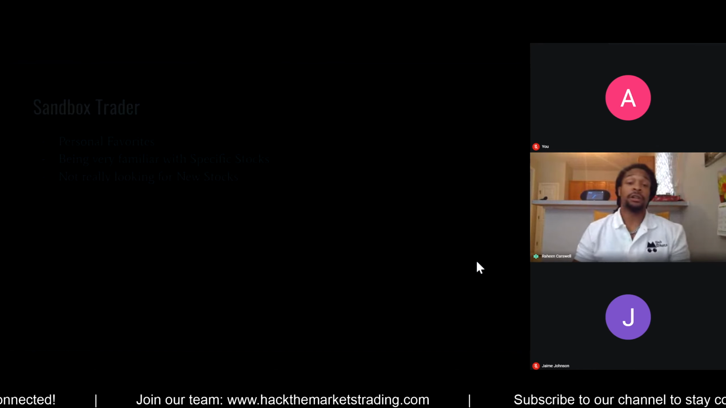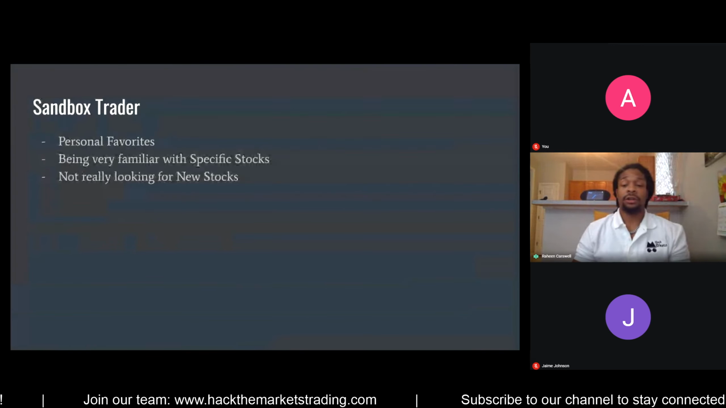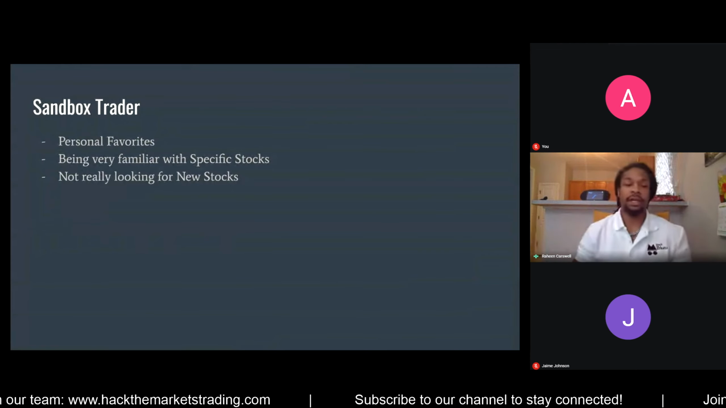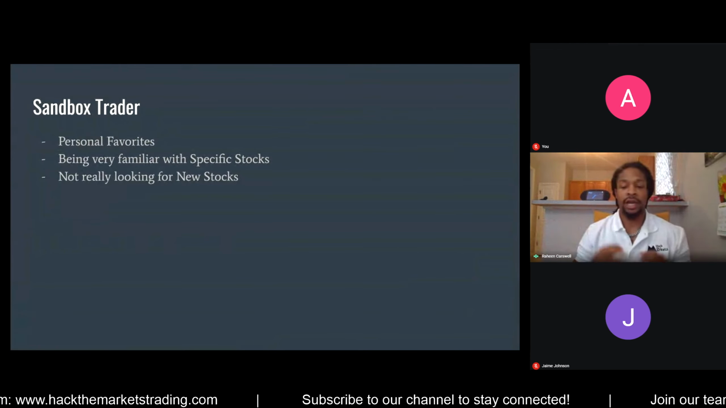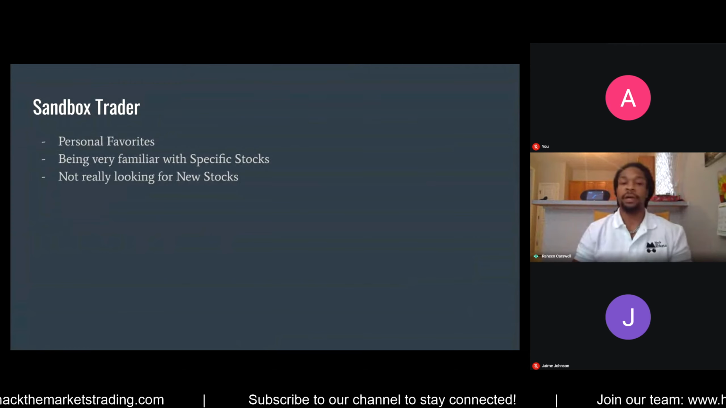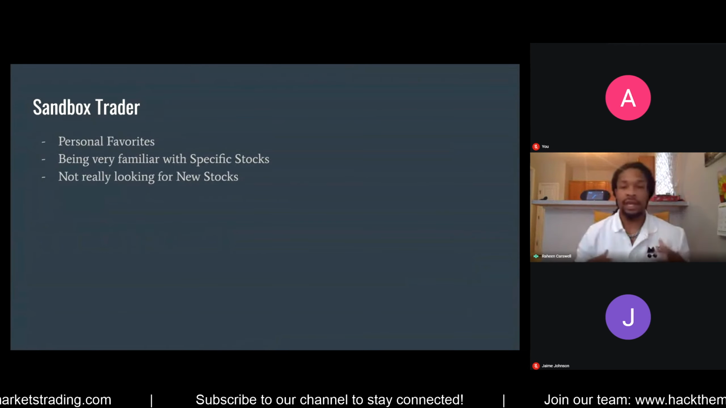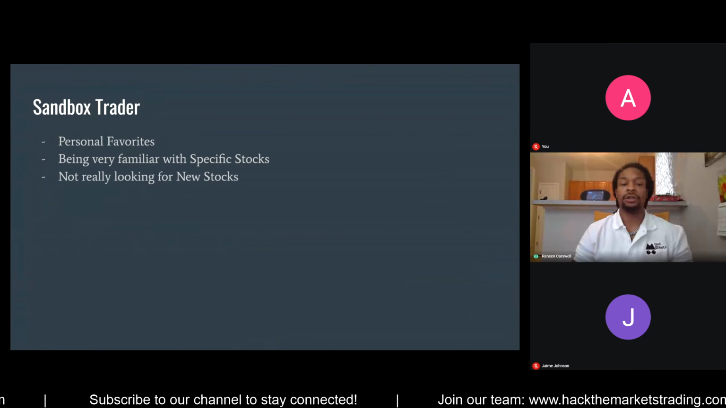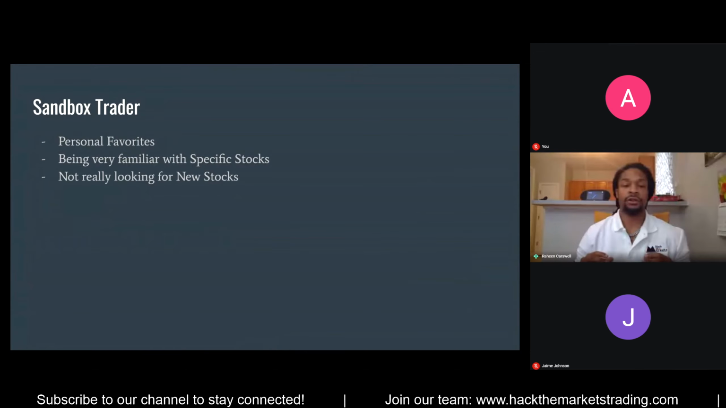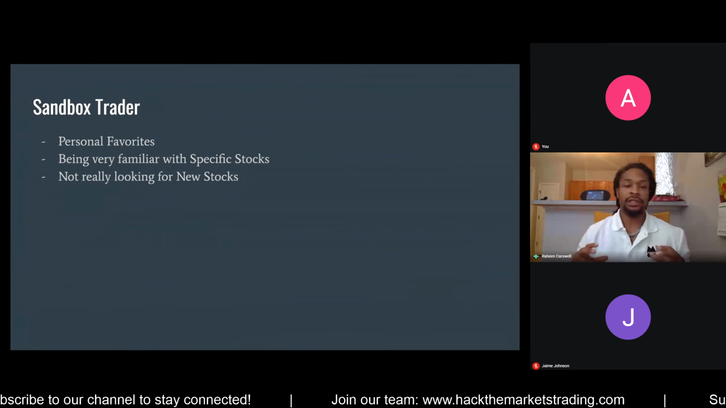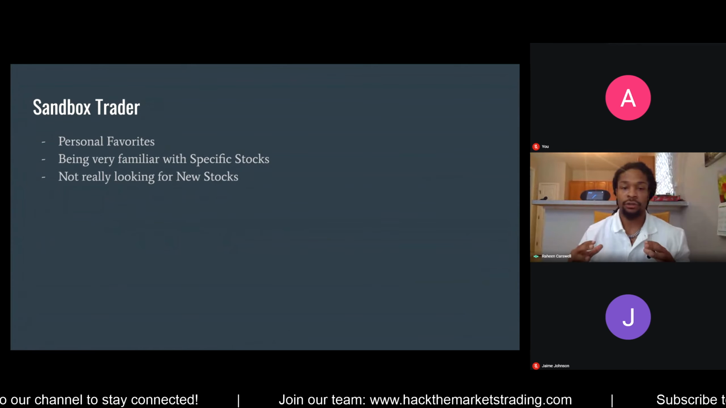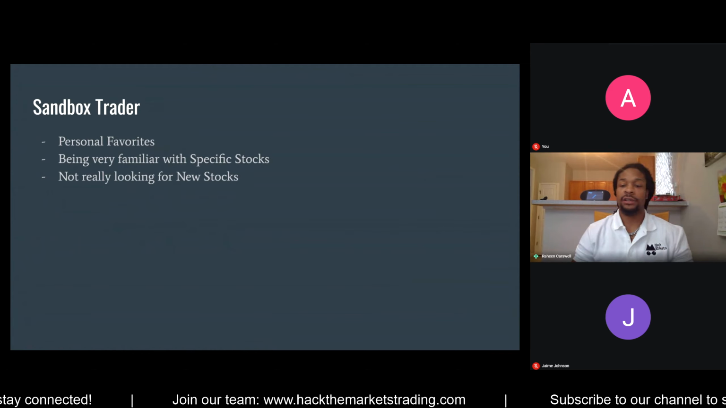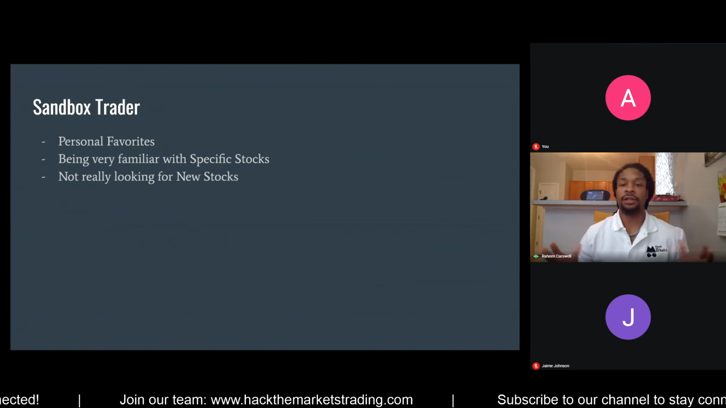So the sandbox trader, this is one where you're kind of in your own area. You're not really going out, picking out different new stuff. You have your favorites that you always make money off of. You know exactly how they move. This is just pretty much a trader that likes to stay in their comfort zone and doesn't really like too much change, and just really likes to master specific stocks instead of just going and looking for something different every single day.